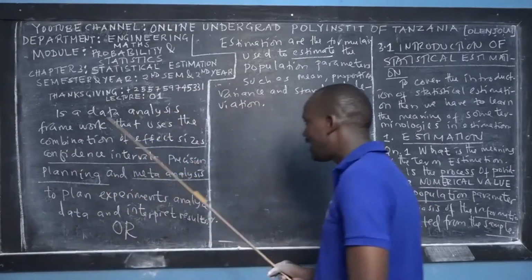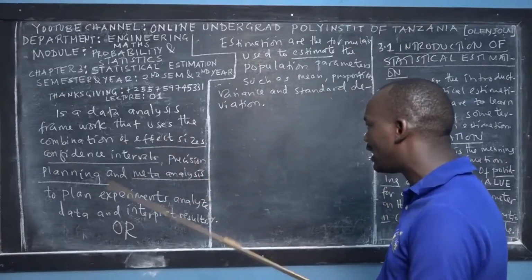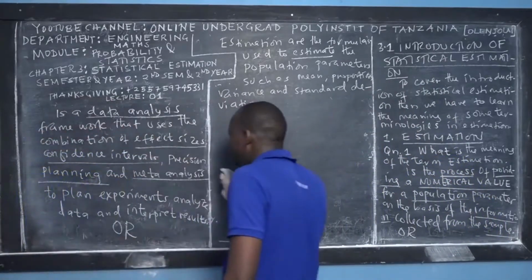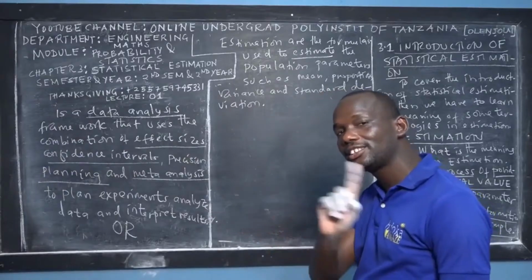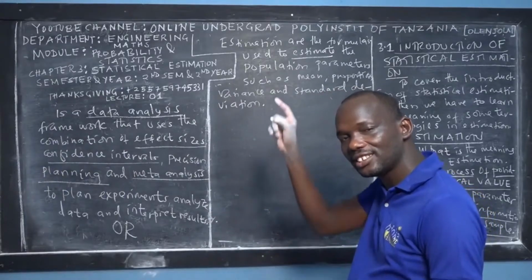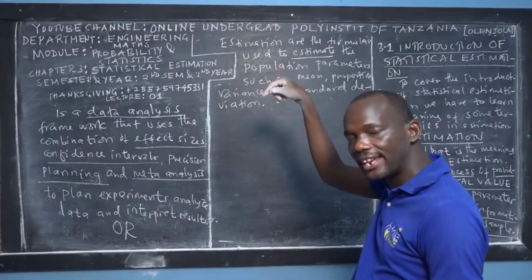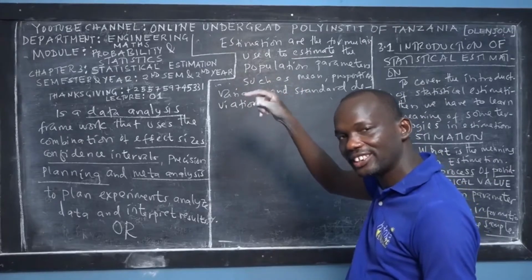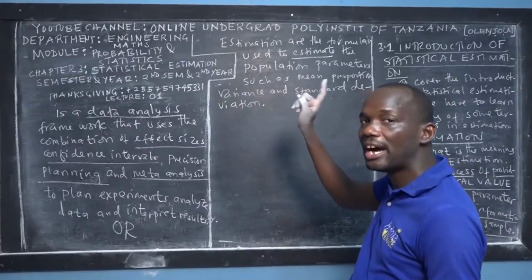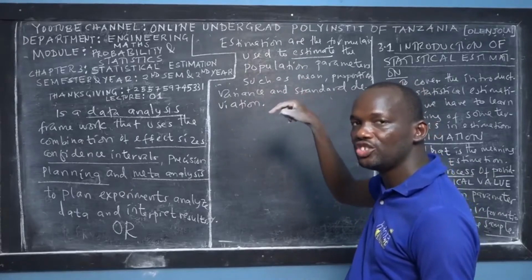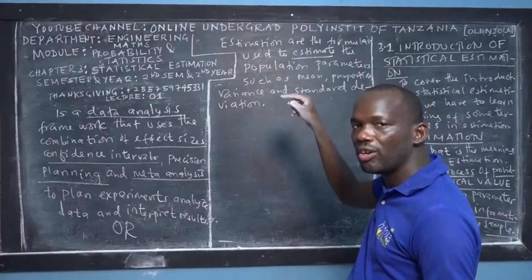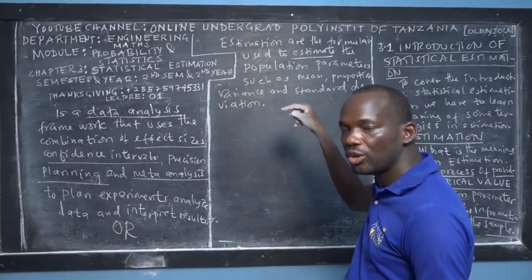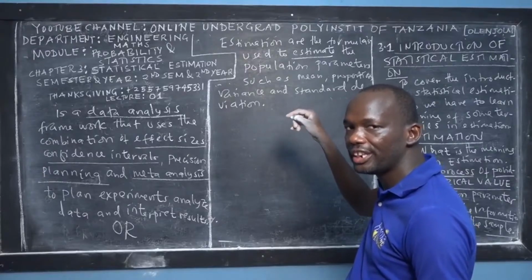Well, the second definition says that estimation is data analysis. Remember that in statistical estimation we are not collecting data. That is all about statistics that you learn at O level and diploma level. And if you forgot that, I have two other channels which teach all the facts concerning those statistical concepts, and also statistical probability for diploma students.